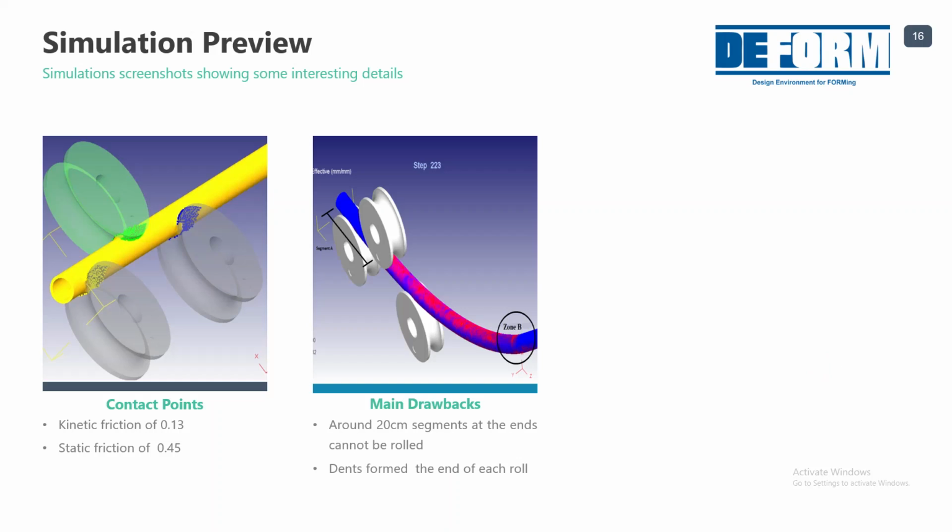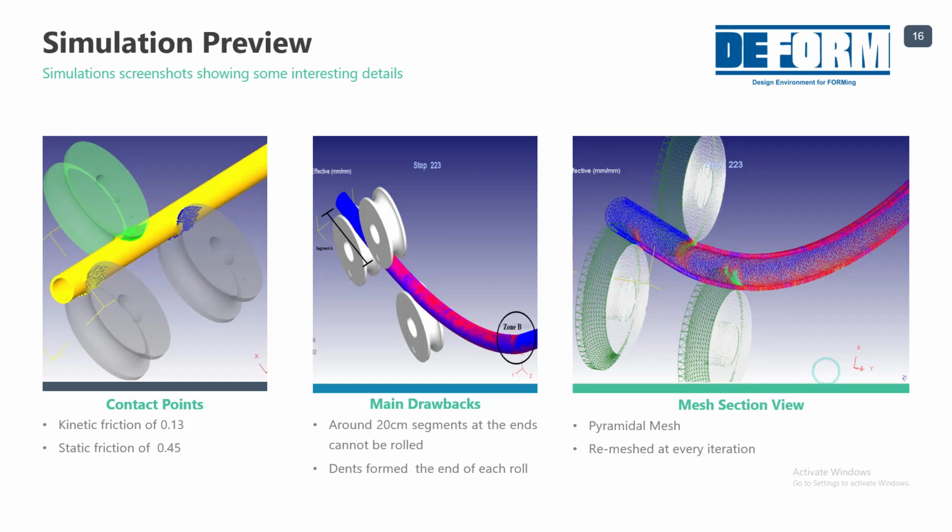Here we can see the main drawback visualized after running the simulation. The ends of the workpiece cannot be rolled, and we get unwanted dents at each end too. This figure shows a visual demonstration of the mesh and the strain done to the workpiece. A pyramidal mesh was generated, and after each iteration the workpiece was remeshed.